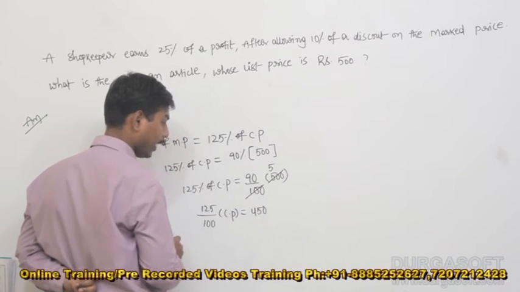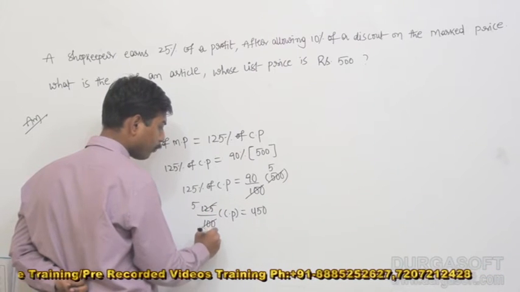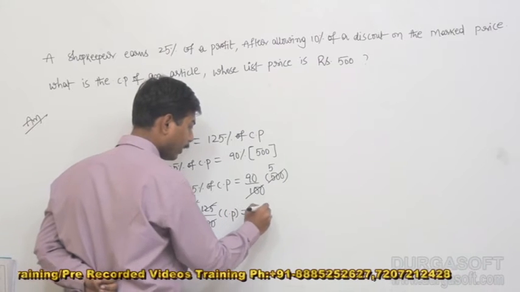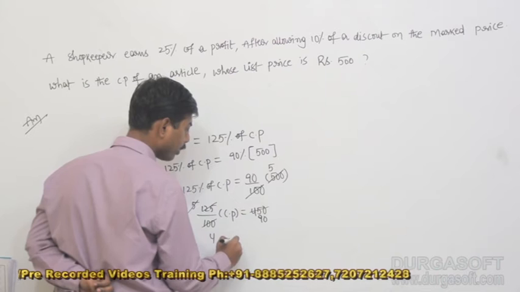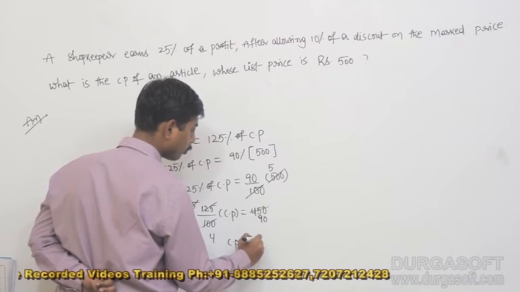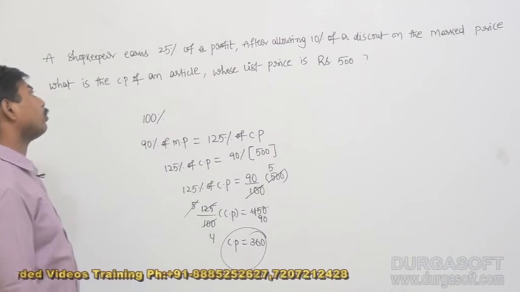That means 450. How many times is 25 applicable? 25 5s, 24 4s. How many times is 5 applicable for 450? 5 into 9. Yes, 90 times. The cost price of an article equals how much here? The cost price of an article equals 360.